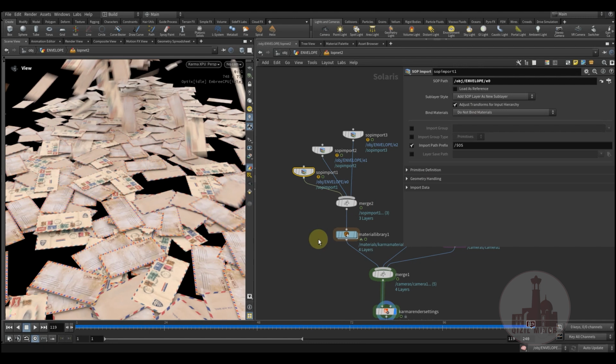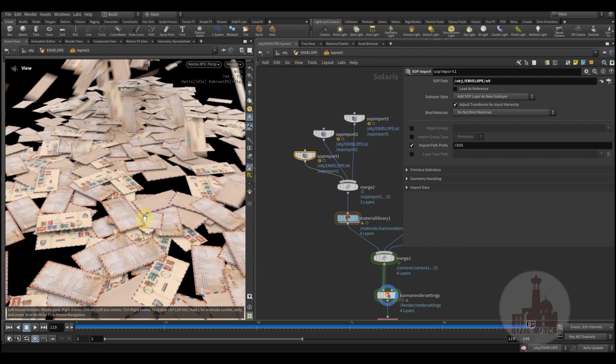Hey everyone, in the last lesson we were doing some envelope simulations. In this lesson I'd like to talk about how we can add some variations to our envelopes.